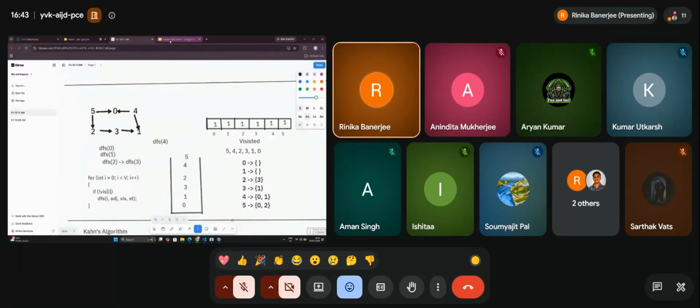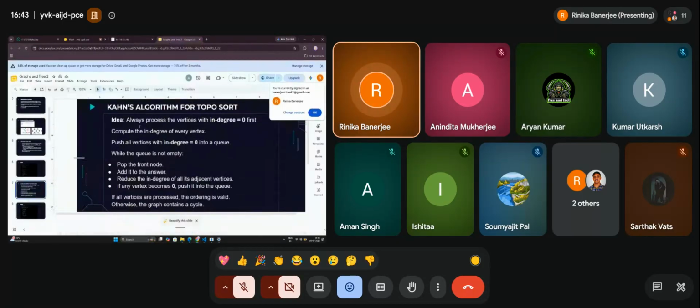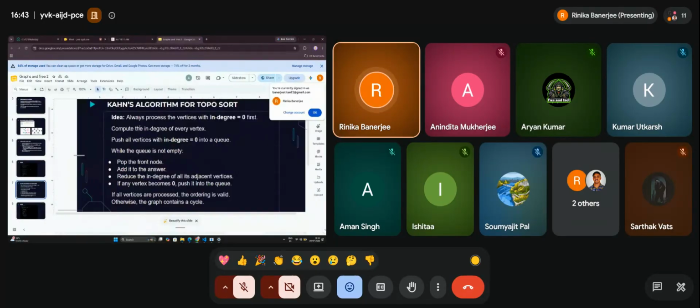Now we can move on to our BFS algorithm. So here what we are going to do is we'll calculate all the nodes with in-degree 0 first.